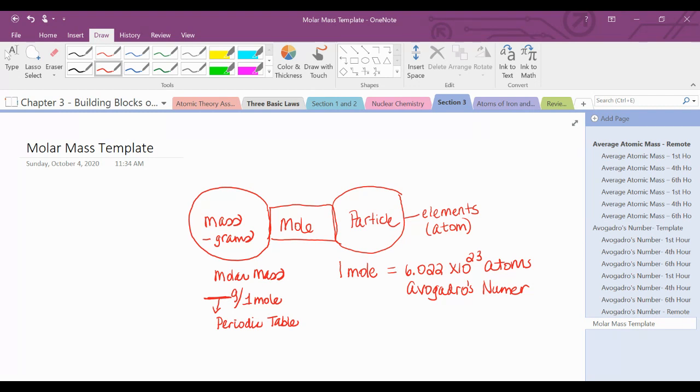All right, so we have a couple of problems to look at. So before we look at them, you're going to need a couple of things. One, a periodic table, and two, you're going to need a calculator. So if you need to pause the video so that you can gather materials together, you may do so. And then when you're ready, you can resume the video.